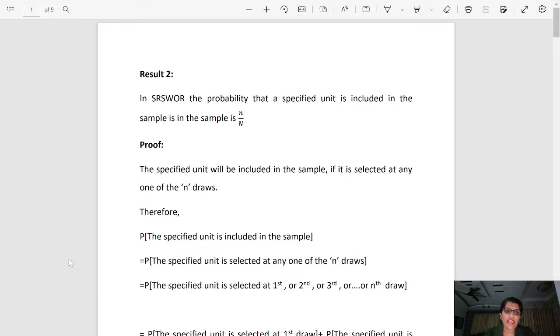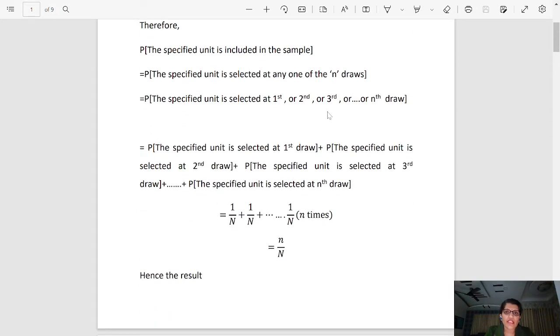if it is selected at any one of the n draws. Therefore, the specified unit is included in the sample if the specified unit is selected at any of the n draws, that is, the specified unit is selected at the first draw, or it is selected at the second draw, or third draw, or nth draw. So, we see that these are independent events. So, or means the addition of all these probabilities.